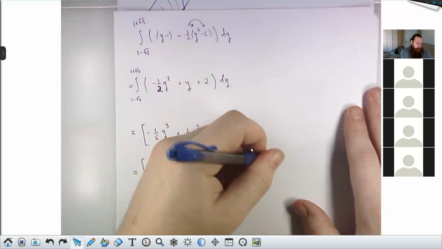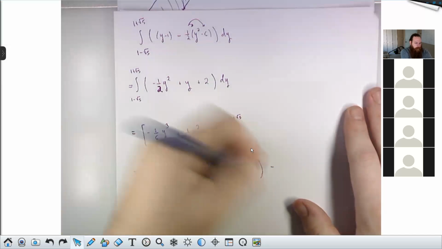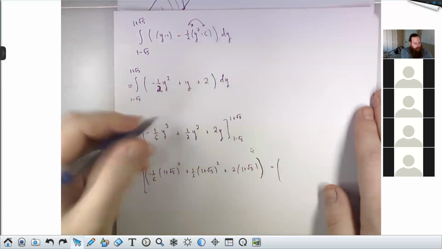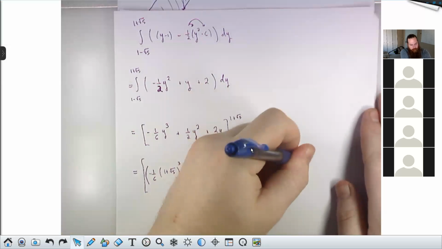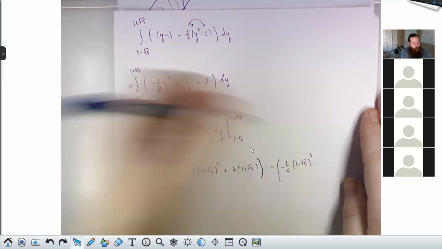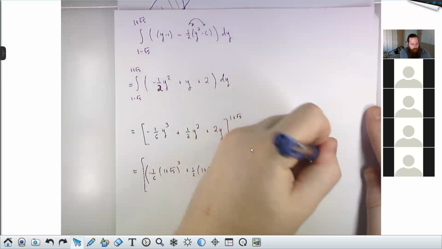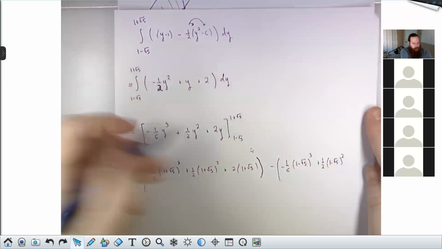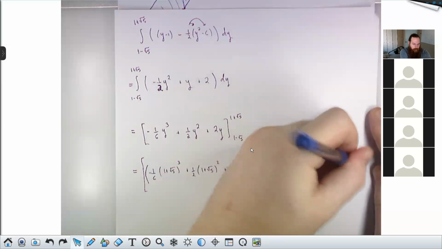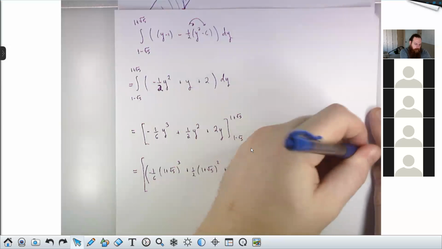And then from that I have to subtract what we get when we plug in the lower bound, which is 1 minus root 5. So it'll be negative 1/6 times 1 minus root 5 cubed, plus 1/2 times 1 minus root 5 squared, plus 2 times 1 minus root 5.